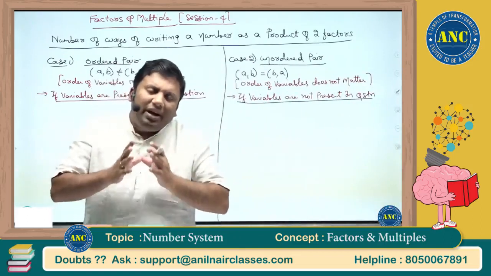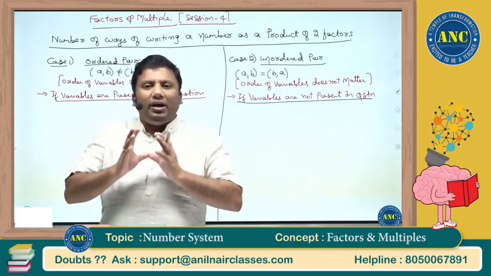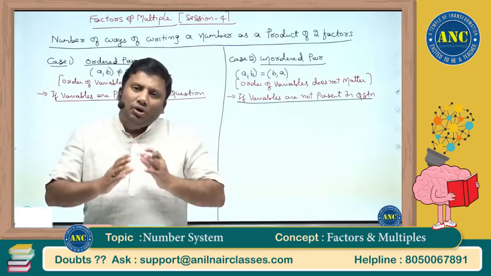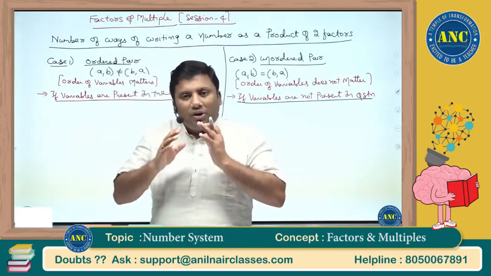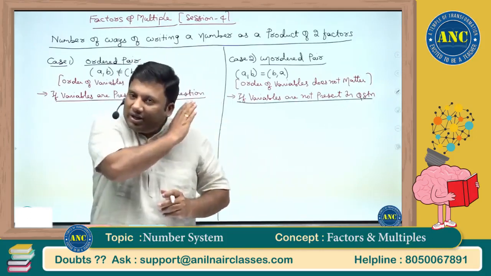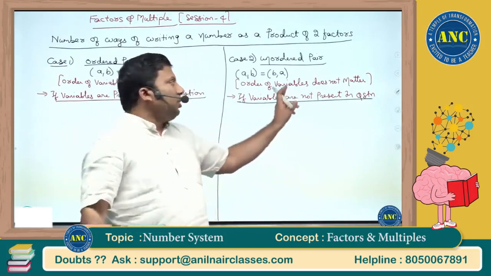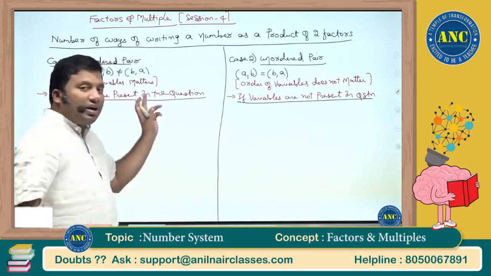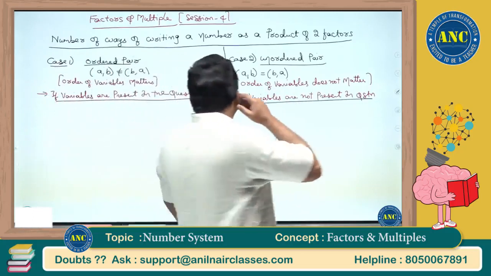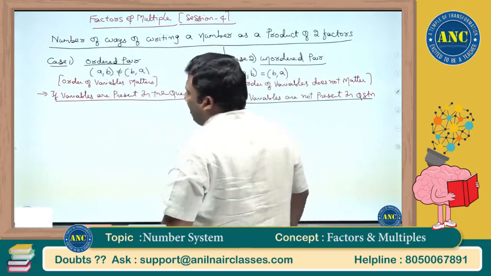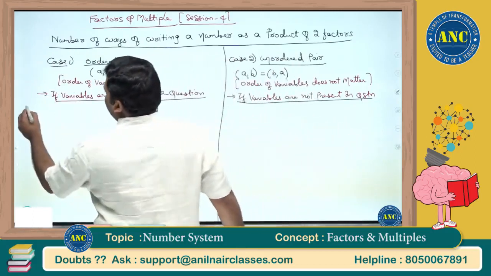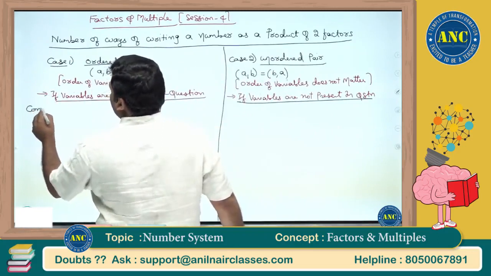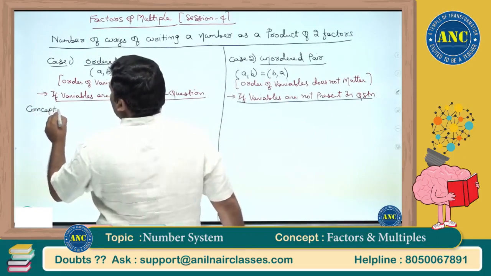There is a primary difference between ordered pair and unordered pair. When the question does not have any variables, use unordered pair. When the question has variables, use ordered pair. That is the first point. Second, now the concept. Listen carefully, sir.